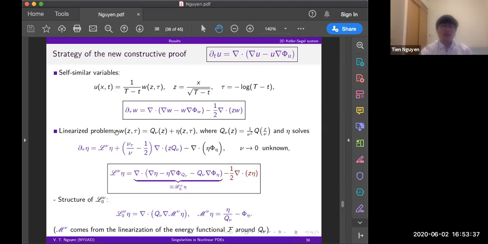And when we perform this linearization, we end up with a linearized problem. And here the linearized operator has more complicated structures, which can be written as M nu by M zero equal to M zero minus some scaling term, here one half and this scaling term. And we have a spectral structure: the M zero can be written in divergence form. And this spectral structure especially comes from the linearization of the energy functional around the stationary solution.